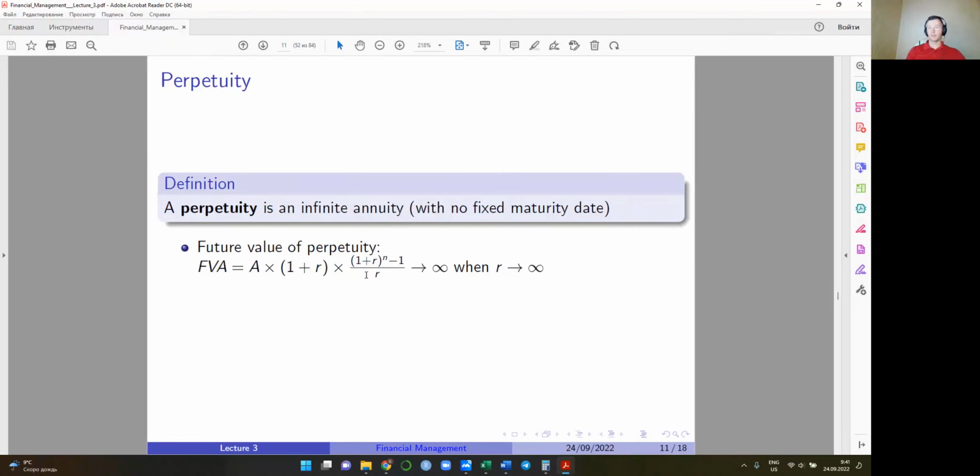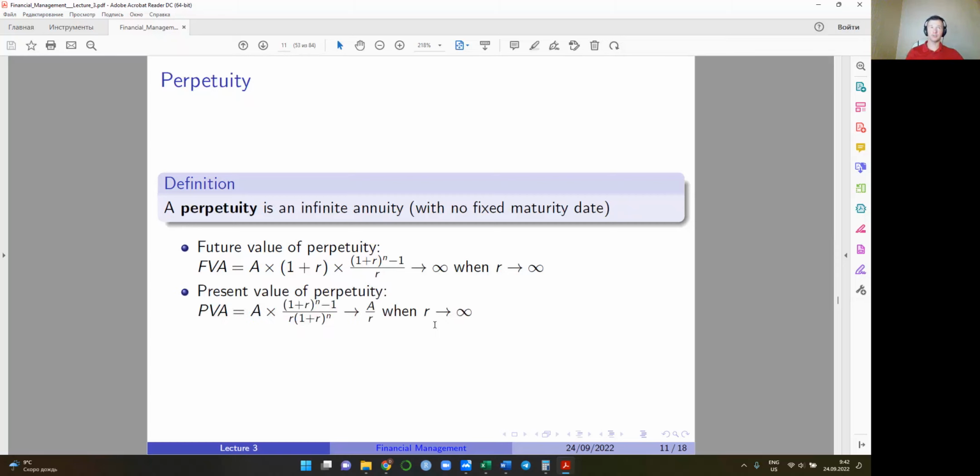So, the future value of a perpetuity. If you take this expression, when r goes to infinity, the whole expression goes to infinity. I don't prove it here. If you remember something from calculus, you must be able to do that. Basically you can apply something like L'Hopital's rule, take the derivative of the numerator and the derivative of the denominator, and find that it goes to infinity. Because the derivative of the denominator is going to be 1, and the derivative of the numerator is going to be m times (1 plus r) to the power of n minus 1, which gives you infinity.